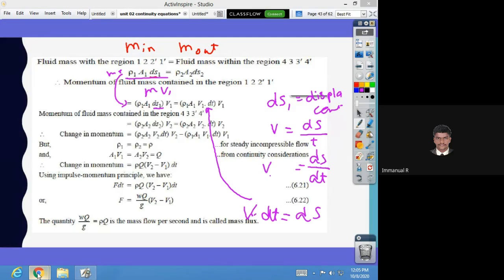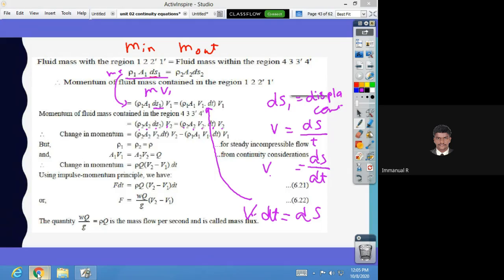Okay. So next, the momentum of fluid contained in the region 4-3-3'-4', that is the outlet section. For that also, I will once again derive rho 2 A2 ds2 v2, then rho 2 A2 v2 dt into v2. So from the same simplification, I will do this.